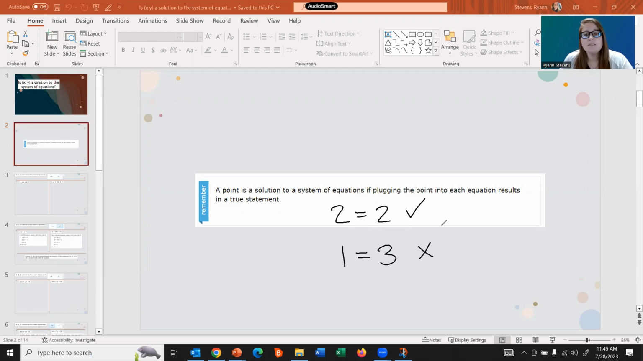When we talk about a system of equations, this is where we're going to have two separate equations. So in order for the ordered pair or the point to be a solution, it has to provide a true statement for both of the equations in order to be yes, a solution to the system of equations. If it works for one but does not work for the other, that means no, it's not a solution. So let's take a look at some examples.